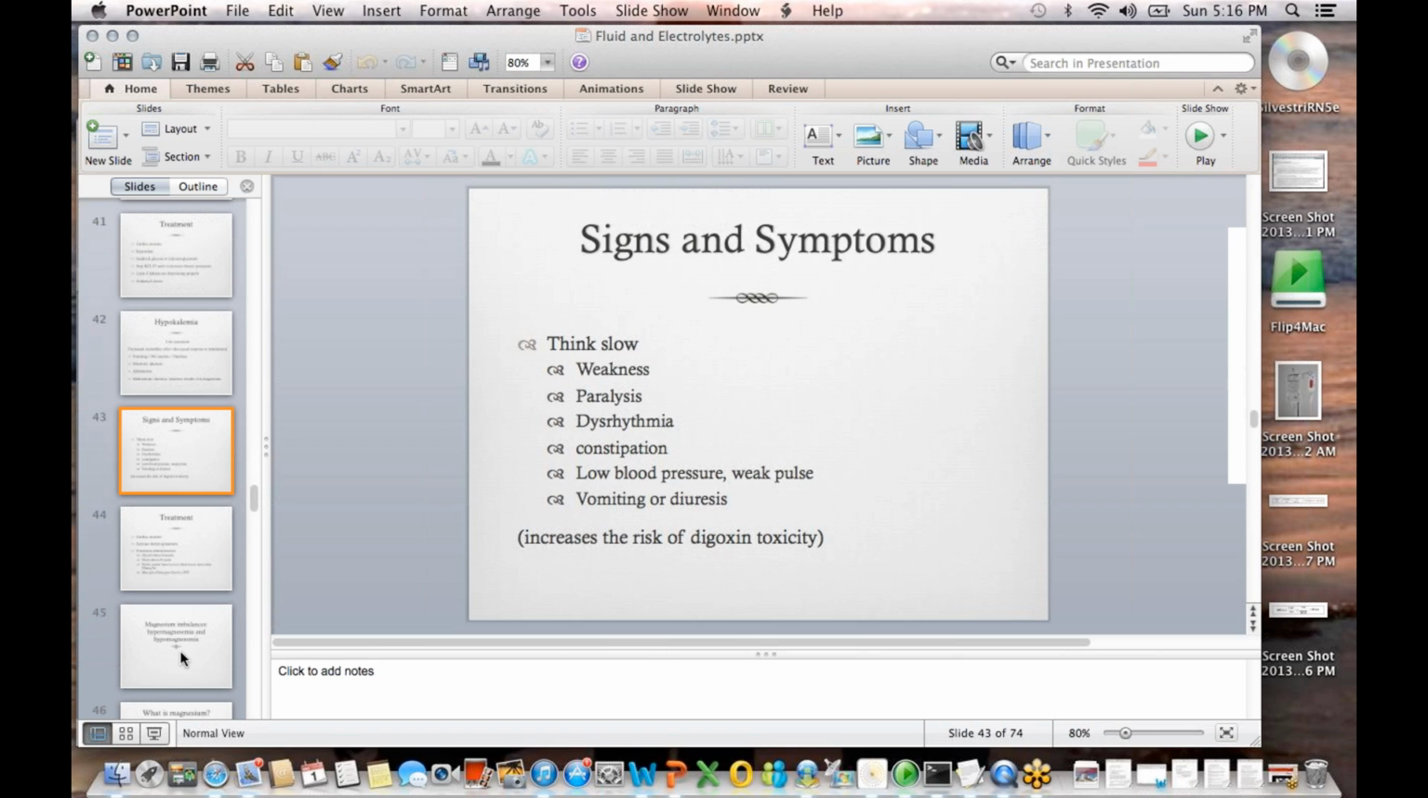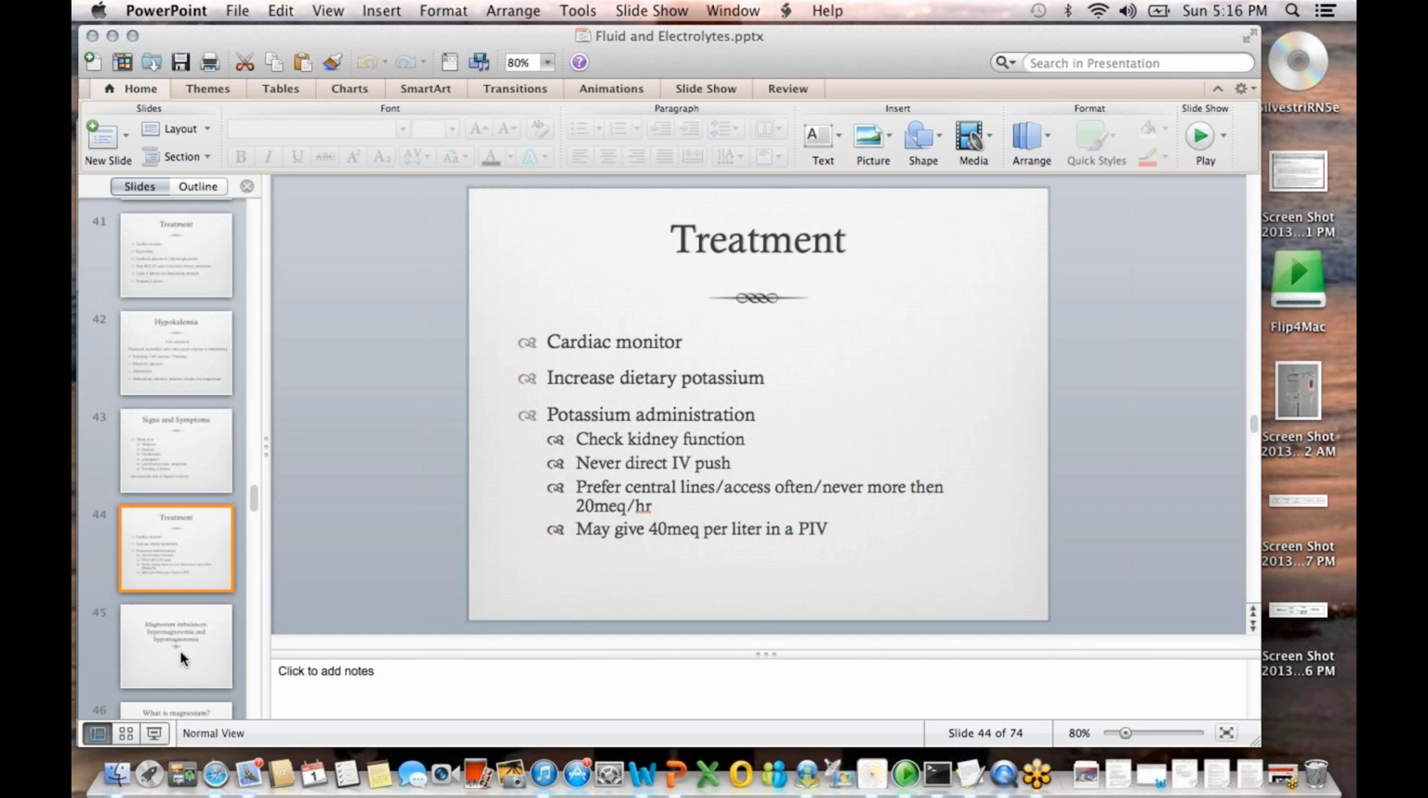Hypokalemia: nausea, vomiting, diarrhea, metabolic alkalosis. It's all listed here, but you want to understand the signs and symptoms. You're going to think slow. Everything's going to slow down. You're going to have dysrhythmias. You'll have constipation. You can have weakness and paralysis. So watch for digoxin toxicity. That's another big thing for NCLEX with hypokalemia.